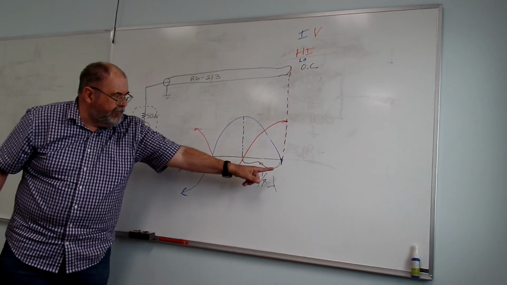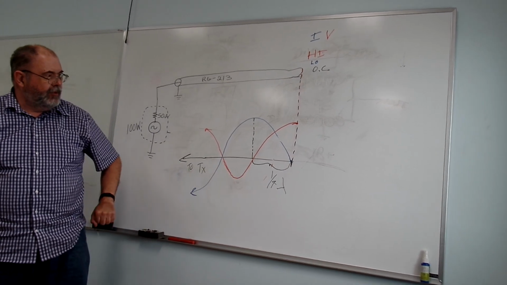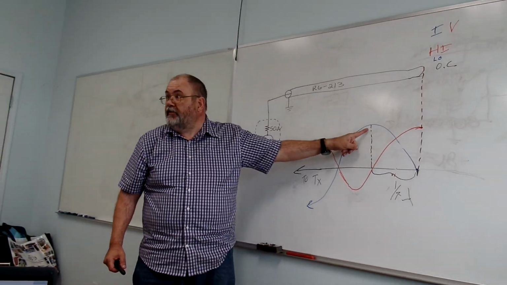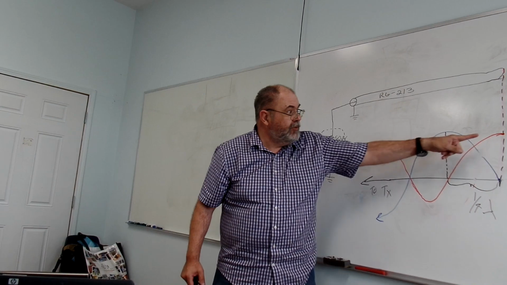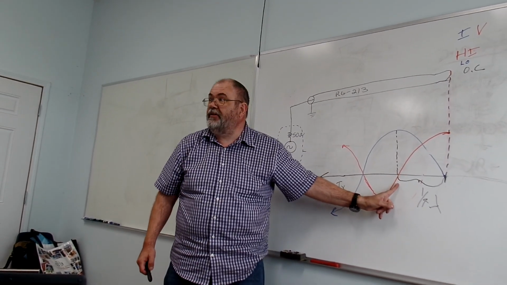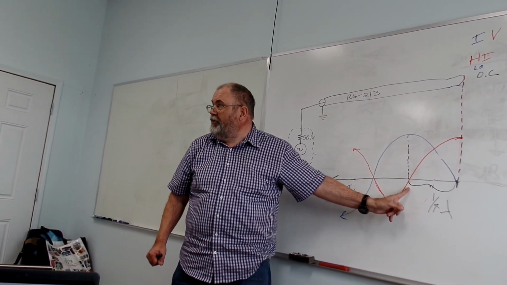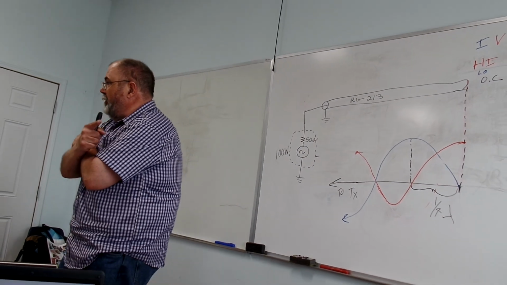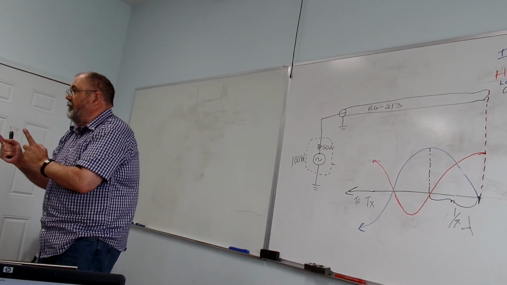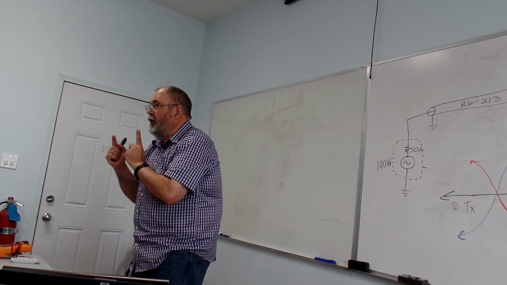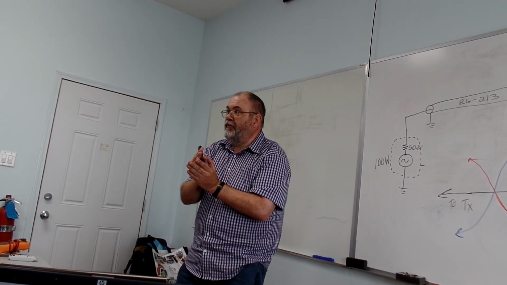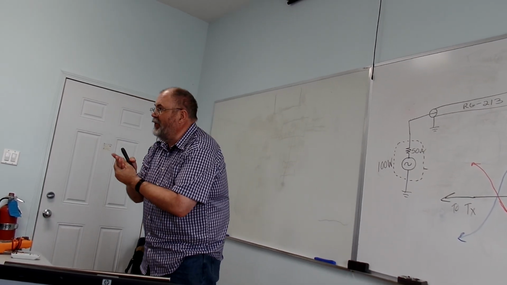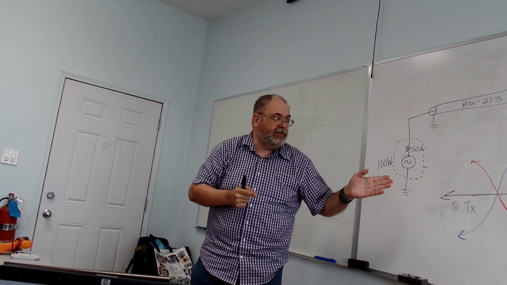A quarter of a wave back, what's happened now is the current was zero, the current is now at a peak. The voltage was at a peak, the voltage is now at zero. So what we've done is we've completely reversed our open circuit, turned it into a short. All we did was move back a quarter of a wavelength. I didn't specify what frequency, just a quarter of a wavelength. We've turned an open into a short.